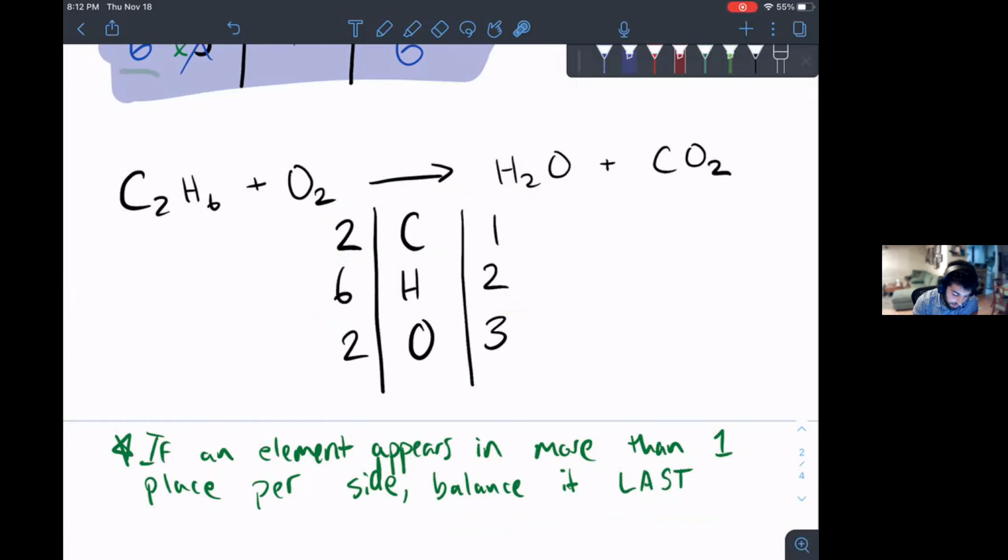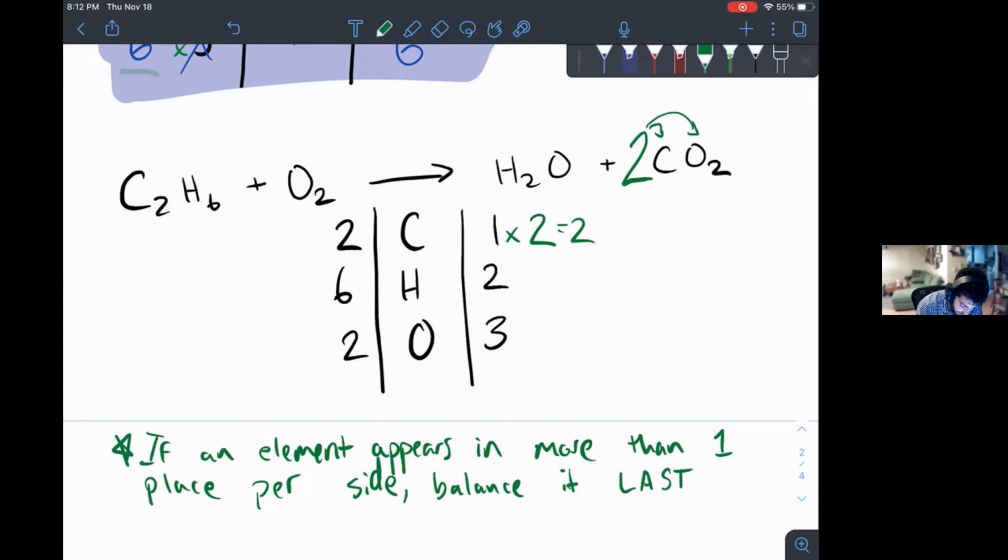Oxygen's already last, so that's nice. So I know that I can multiply 1 by 2. That'll get me 2. So I have to find carbon on the right side. So it's right here. So I'm going to go ahead and put a 2 there.